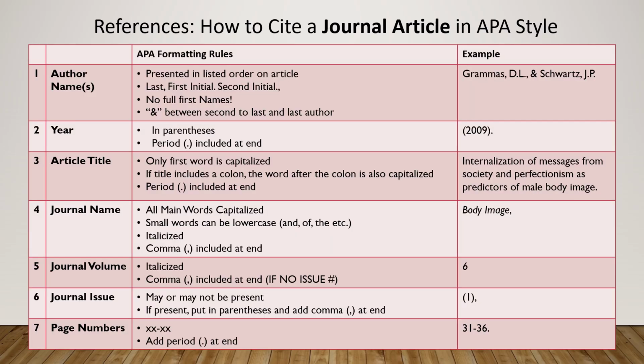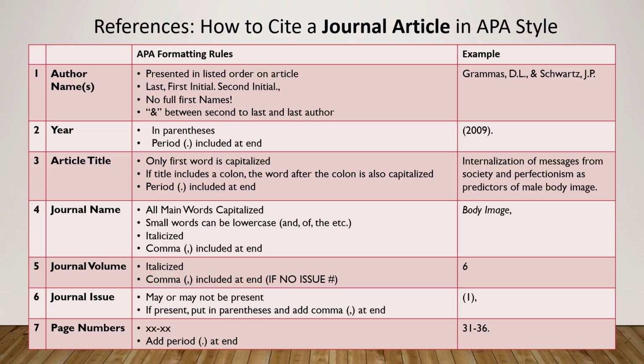So I've mentioned that there are very specific APA rules for how a journal article is cited in that reference list. And this is going to be consistent formatting across any article and any reference list that you're looking at. When you are looking at each entry in a reference list, it's going to have all of this information in it. First, it's going to start with the author names, with the author's last name followed by their first initial and their second initial. You will never write full first names in here, and then you'll separate the second to last and the last author by an ampersand. As you see in the example, you have Grammas DL and ampersand Schwartz JP.